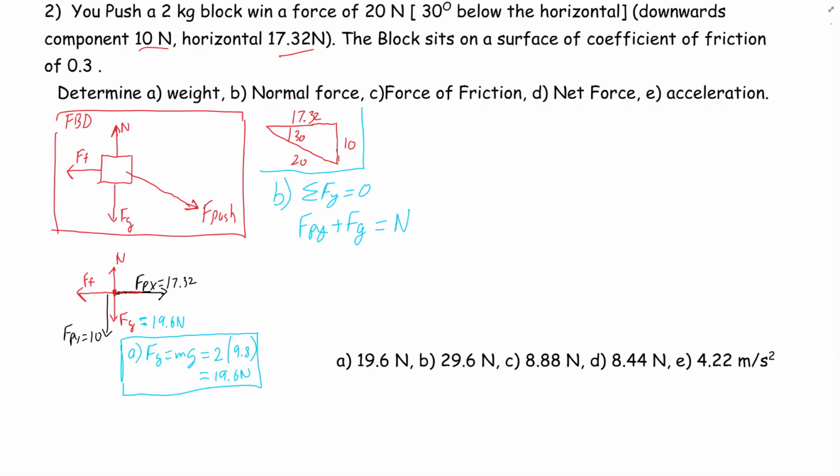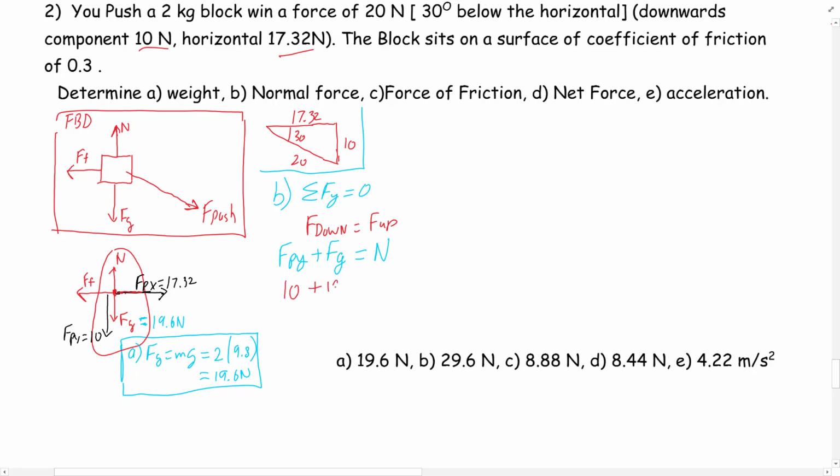Because, now let's just move this down so you understand it. How did I do that? Or if you understand it, great. The forces down have to equal the forces up. So the down forces, 10 and 19.6, equal the normal. So this is 10, and this is 19.6, so the normal is going to equal 29.6. 10 more newtons than last time. And that's B.